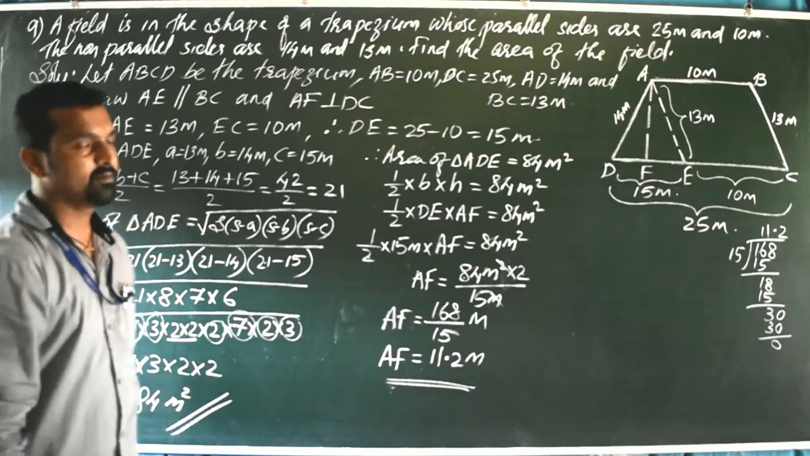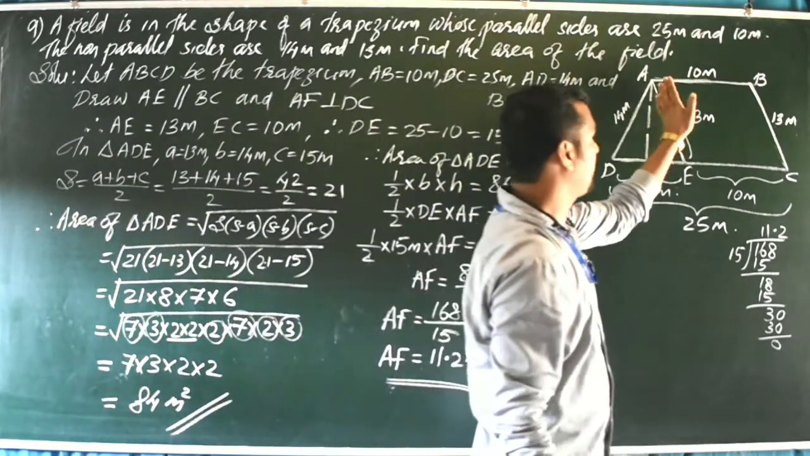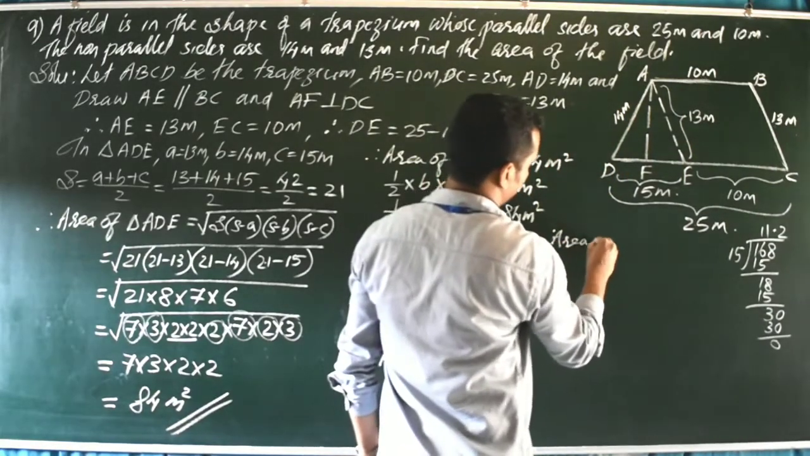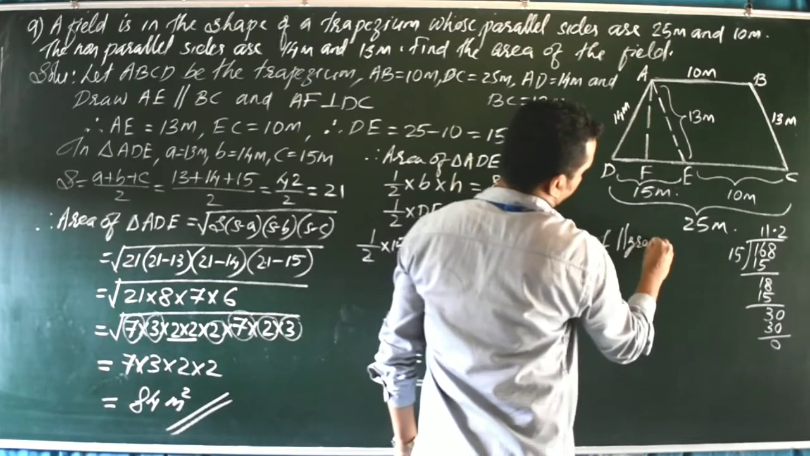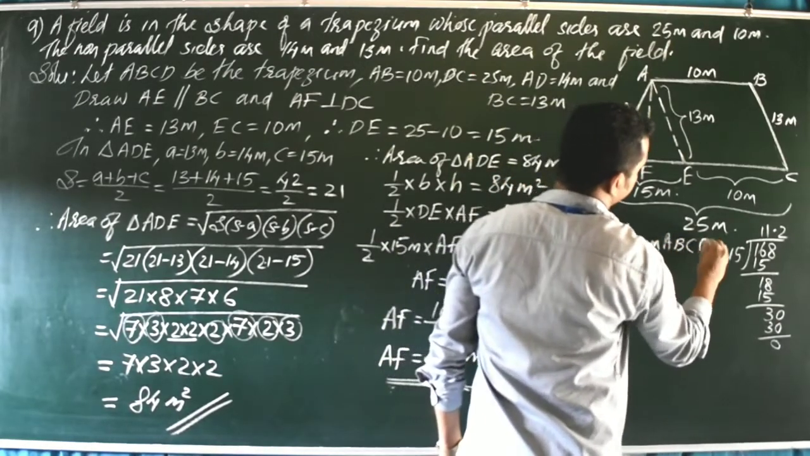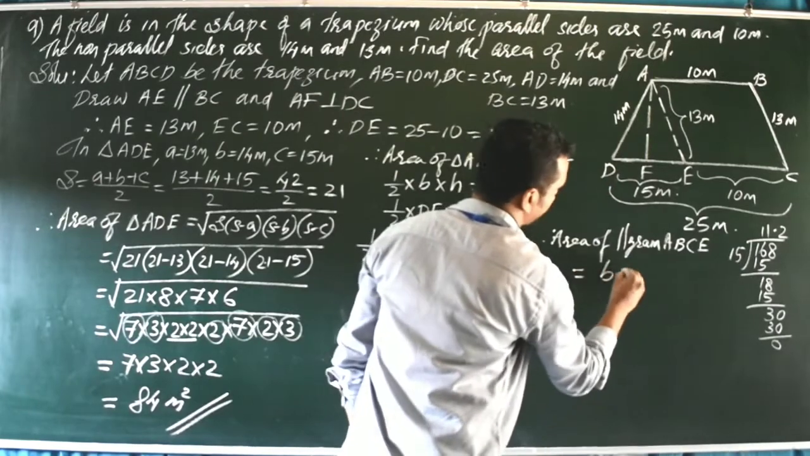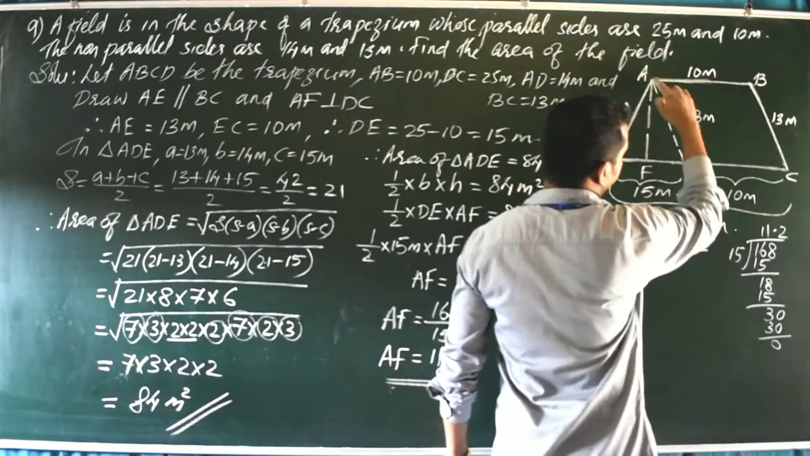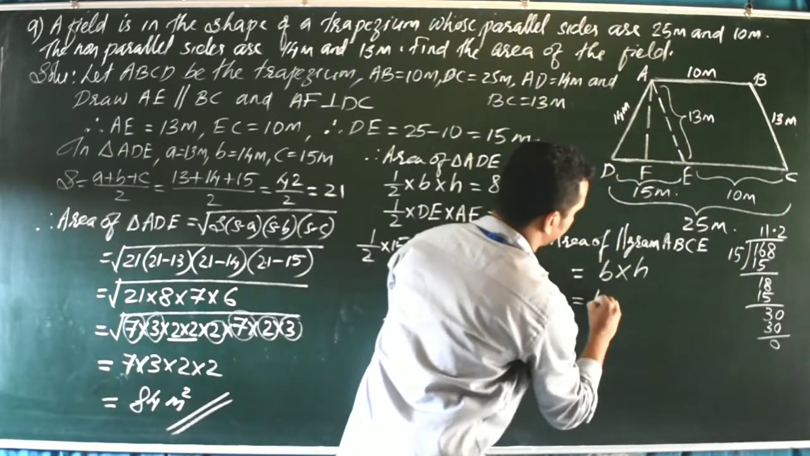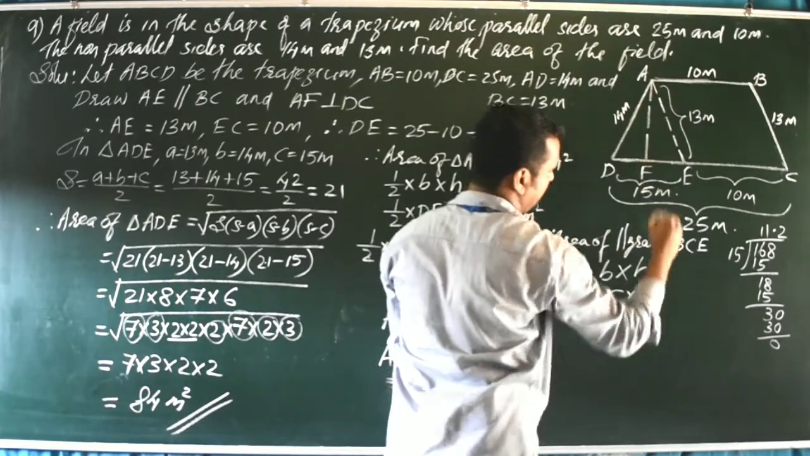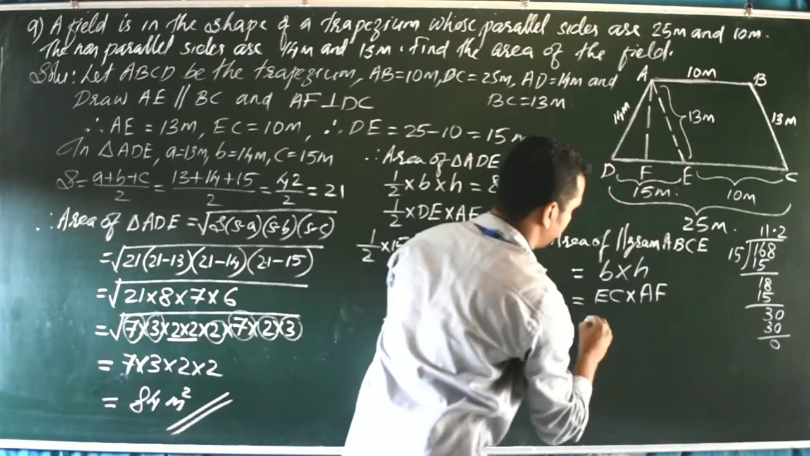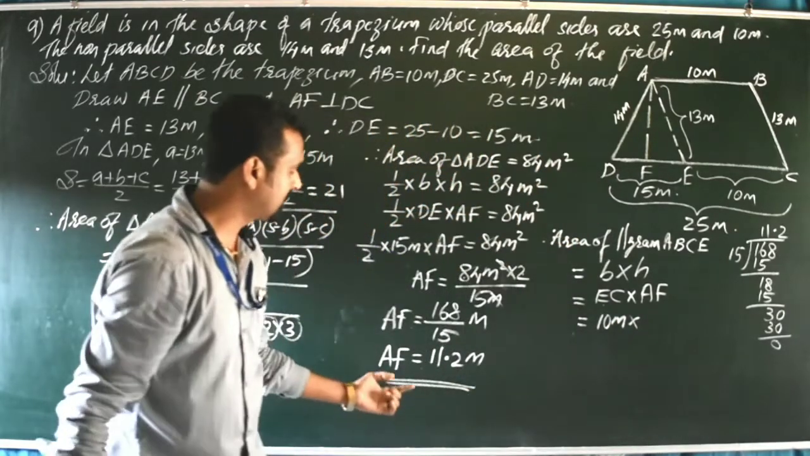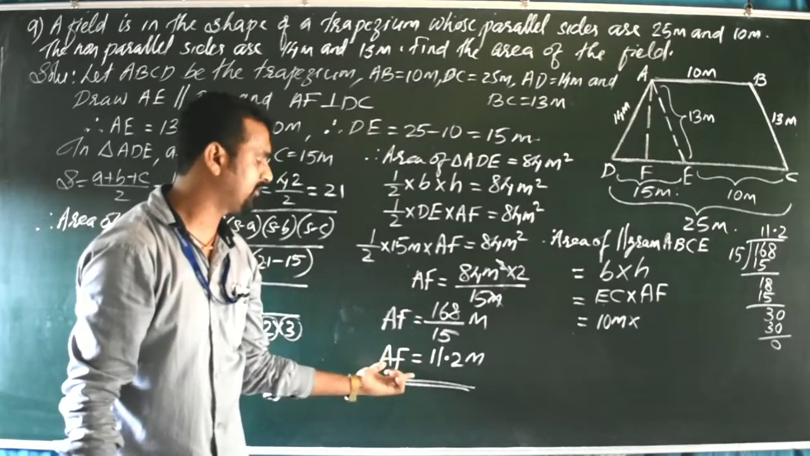Now we can find out the area of parallelogram ABCE. Therefore area of parallelogram ABCE is equal to, what is the formula? Base into height. Base is EC, base EC into height is AF, height of the triangle AF. That is equal to EC 10 meter into height is equal to AF. For that we find out this AF. This way we find out the value of AF to substitute there.